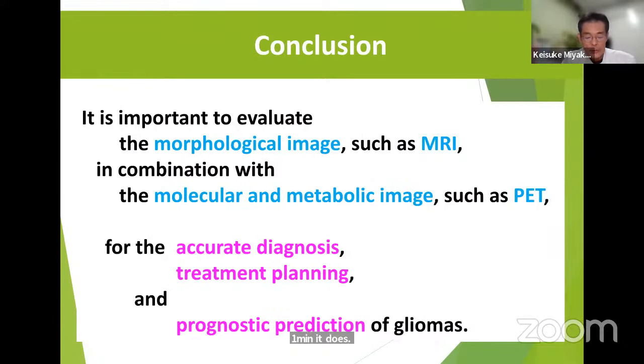In conclusion, I would like to again emphasize the importance of evaluating morphological images such as MRI in combination with molecular and metabolic images such as PET for the accurate diagnosis, treatment planning, and prognosis prediction of gliomas.